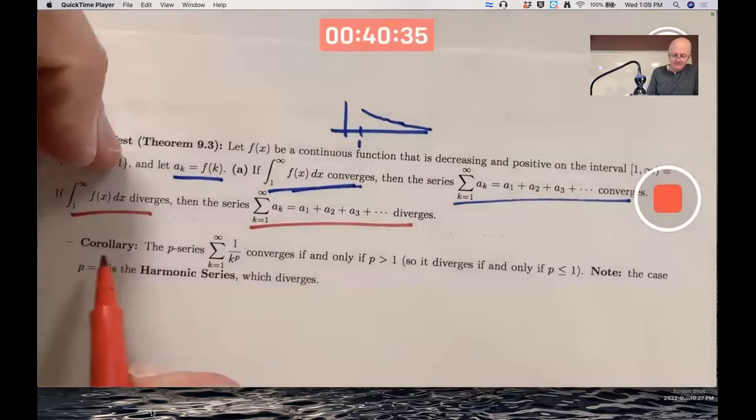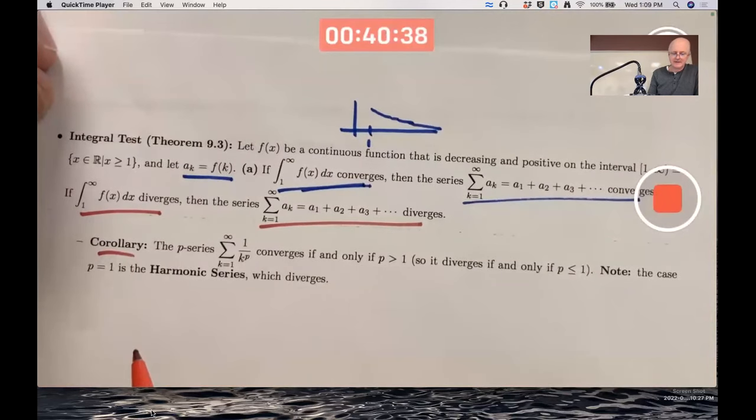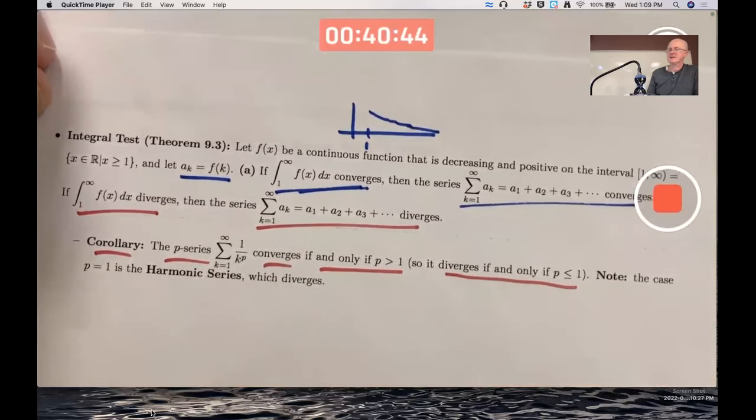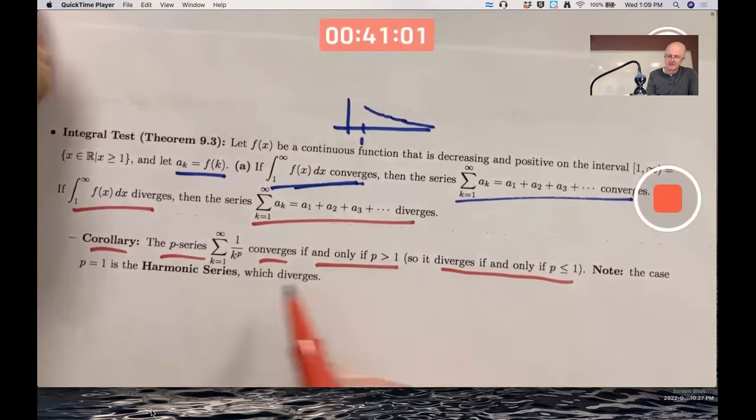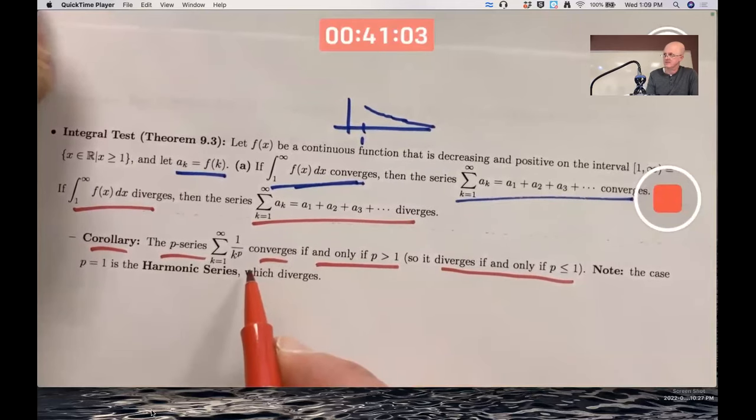Corollary. Corollary means it follows from the theorem. The p-series converges if and only if p is greater than 1, which also means it diverges if and only if p is less than or equal to 1. And these are if and only ifs. They are two-way implications. There's really two theorems here in this line. If this series converges, then p is bigger than 1. And if p is bigger than 1, then the series converges. Mostly we use the other direction: if p is bigger than 1, then the series converges.